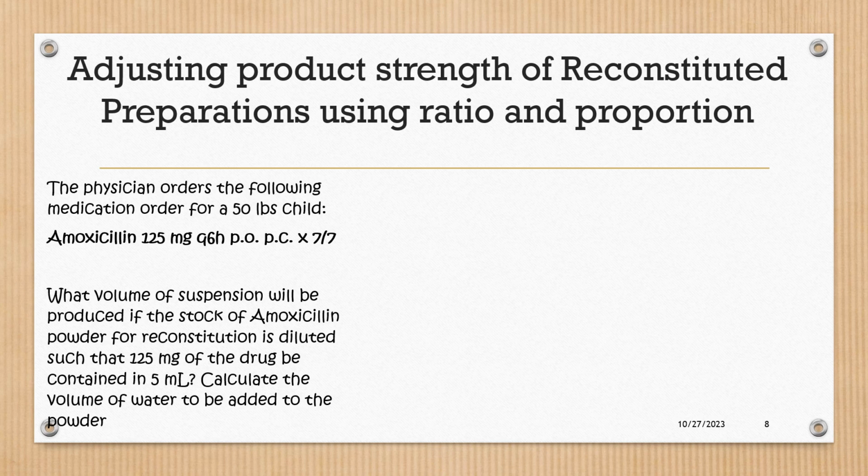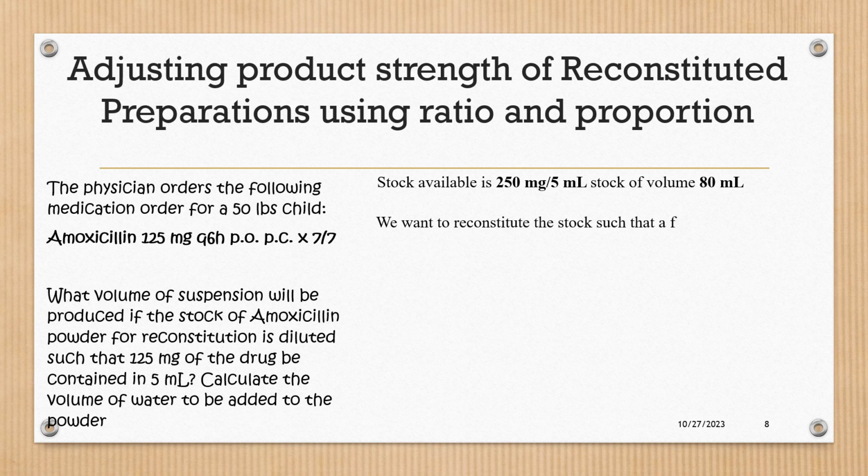Alright, so still you have your prescription there, amoxicillin 125 milligrams, that's the single dose, and we want that in 5 mils. Now, in terms of the stock that is available, what you have is 250 milligrams per 5 mil, which once reconstituted will give a total volume of 80 mils. Now, we want to reconstitute the stock such that the final concentration is 125 milligram per 5 mil. This is what we want.